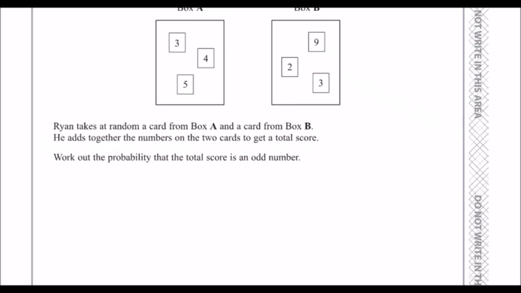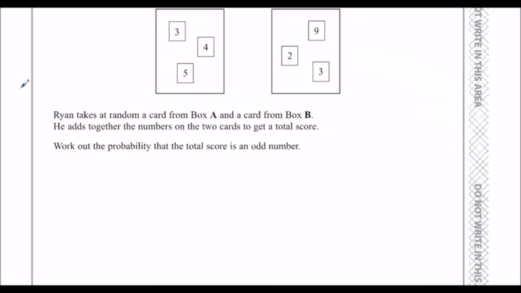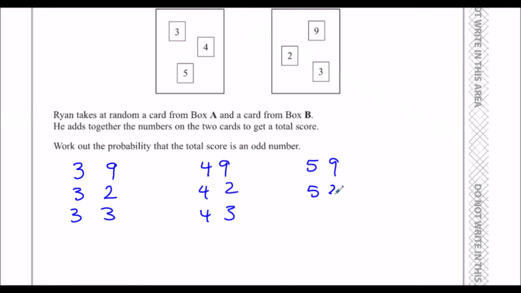Okay, so he's going to have a card from A, a card from B. So let's write down the combinations that he can get. So we can get 3 and 9, 3 and 2, 3 and 3. You can get 4 and 9, 4 and 2, 4 and 3, or 5 and 9, 5 and 2, 5 and 3. So what's he doing? He's adding the cards together to get a total score.